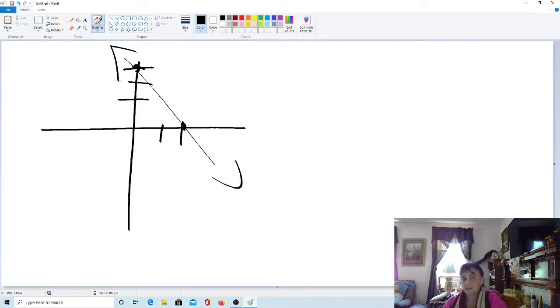Okay, and that has a negative slope because it goes from right to left. If it goes from left to right, it's positive. So this is a negative slope.